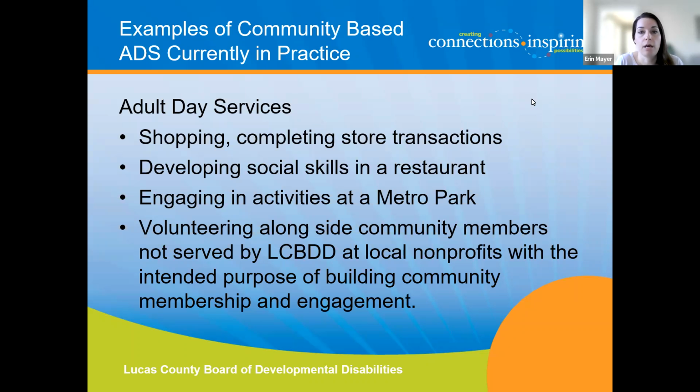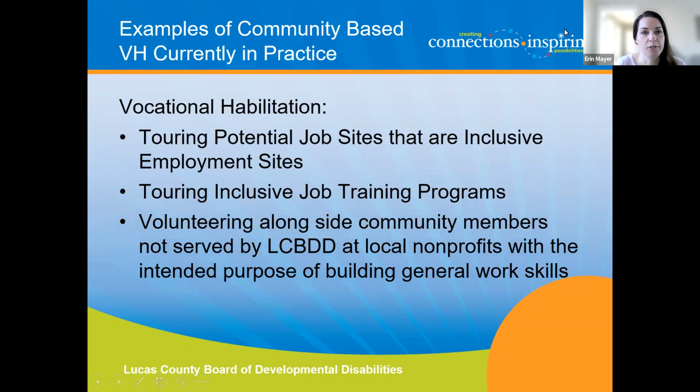Jen, if you want to go to the next slide, I'll skip ahead here. So then we've got volunteering also for vocational habilitation. If we're engaging in volunteering for vocational habilitation, the purpose is, like I said on the other slide, to build those general work skills. So you could have a group of individuals going to the same volunteer site and engaging in a volunteer activity for two distinct purposes. One may be doing it just to have that community engagement, and the other may be doing it to build work skills. So again, it's really about the individual's assessed need rather than the setting.